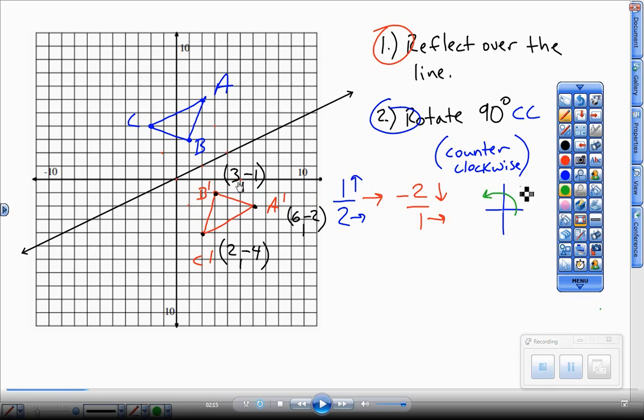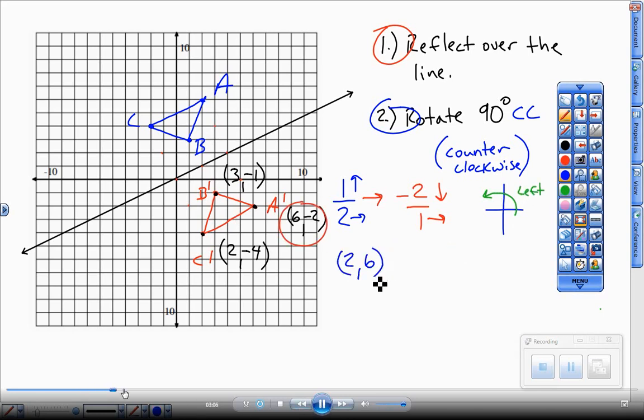Flip them. So this 3, negative 1, when I flip it, becomes negative 1, 3, but then that left coordinate becomes opposite. So this would rotate to 1, 3. This would flip to negative 2, 6, but then left one opposite, 2, 6. This flips to negative 4, 2, but that left one opposite, positive 4, 2. So the rotated points, when I go a quarter turn left, are 1, 3, 2, 6, 4, 2. Hopefully you can start to memorize that pattern.